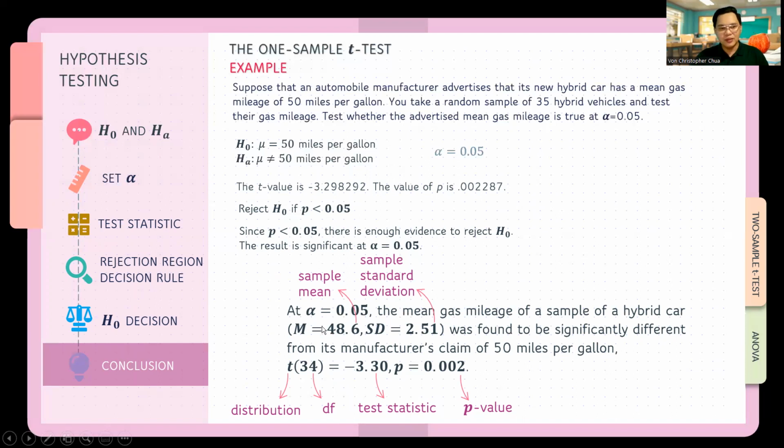So the conclusion for this specific problem is at alpha equals 0.05, the mean gas mileage of a sample of hybrid cars was found to be significantly different from its manufacturer's claim of 50 miles per gallon. So what we're saying here is the mean of 48.6 from the sample data is statistically significantly different from what the manufacturer is claiming to be 50 miles per gallon.